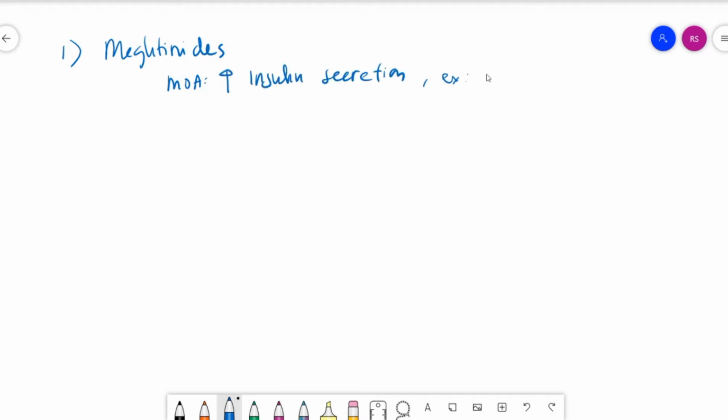Okay, let's start with the first one, which is the meglitinides. The mechanism of action of the meglitinides is to increase insulin secretion. One example is repaglinide, brand name Prandin. This is very glucose dependent, and one of the most common side effects is hypoglycemia. Because this drug stimulates insulin secretion, the insulin produced will lower the patient's blood sugar.